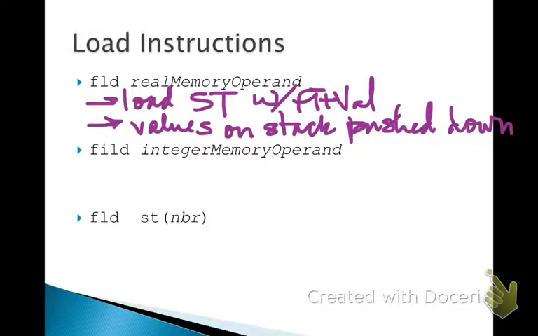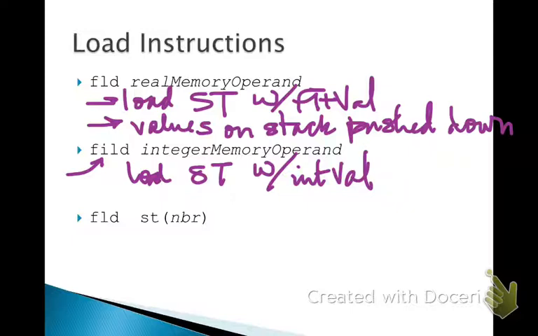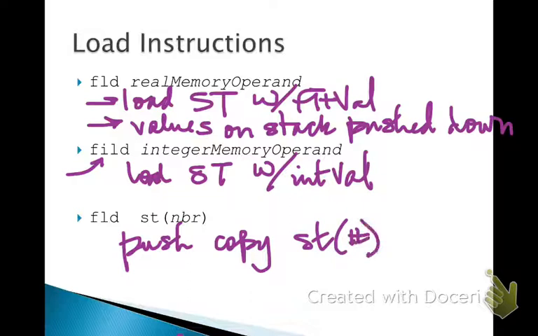Okay, float integer load. This will do the same thing. This loads stack top with some integer value stored in memory that you indicate here. Again, values on the stack will be pushed down. Finally, well, not finally, we've got several of these. Float load some value that's already existing on the stack. This is going to push a copy of whichever one of the stack registers you indicate to the stack top.